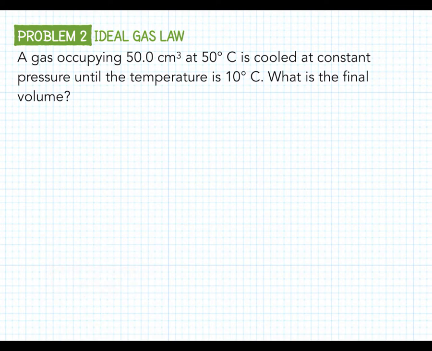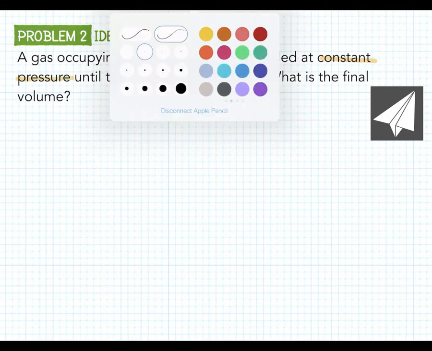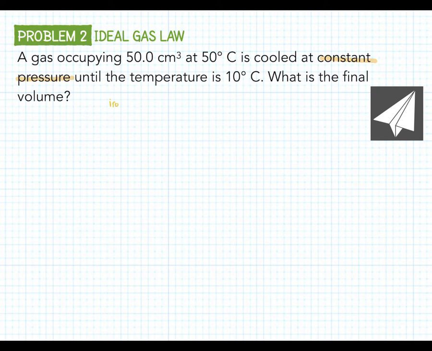Okay, so we have this gas. It's occupying some 50 centimeter cubed volume at 50 degrees Celsius, and we want that in Kelvin, and we also want our centimeters to be in meters, although that's less important, and I'll show you why in a minute. It's cooled at constant pressure, right? So constant pressure tells us that we are dealing with an isobaric system. Isobaric means constant pressure. And we want to know the final volume.